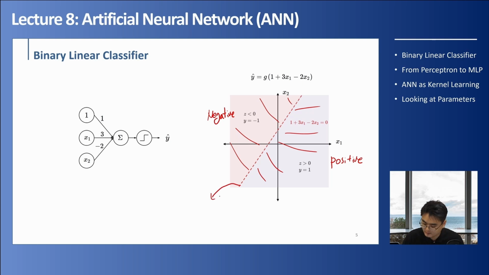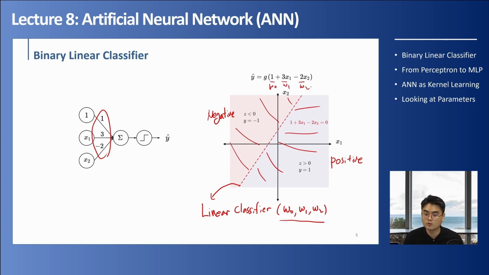So this line that we design using our perceptron model, using these weights, becomes a linear classifier because it acts as a classification boundary. And this linear classifier can be expressed with our three weights, W0, W1, and W2, where X1 and X2 are our input features. So this is how we can do binary linear classification in a 2D space.